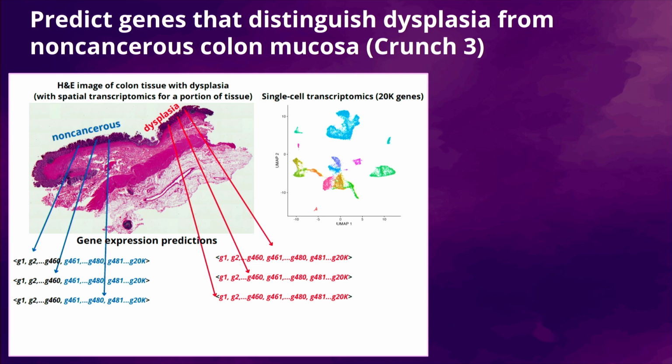And one thing I'll point out is that you actually have Xenium spatial transcriptomics data for the non-cancerous region, but we never provide you any Xenium spatial transcriptomics data for the dysplasia region. So for the left half of this tissue image, you're really predicting the genes beyond the 460 that have been measured already by spatial transcriptomics. But on the right half, you're really predicting all 20,000 genes. You do not have any spatial transcriptomics data directly from that piece of the tissue.